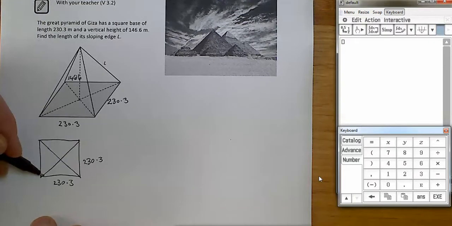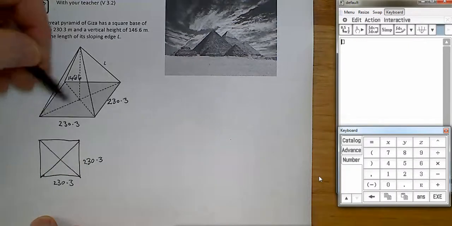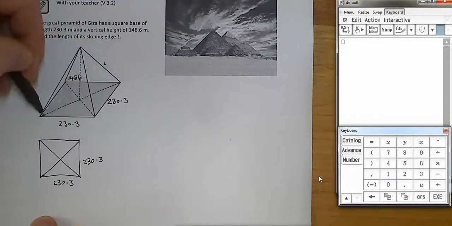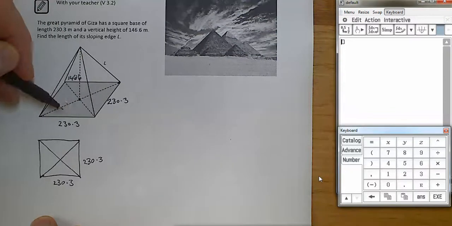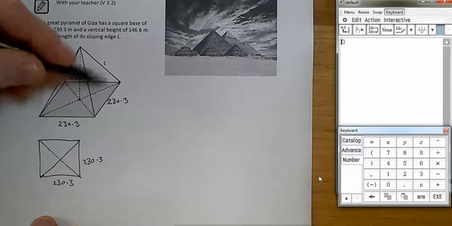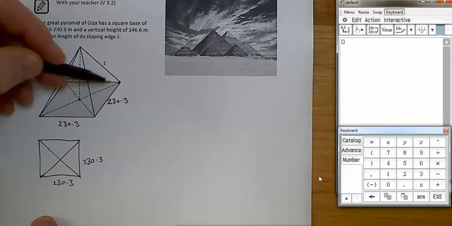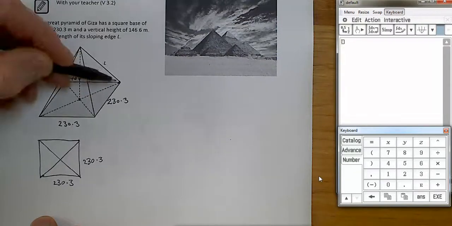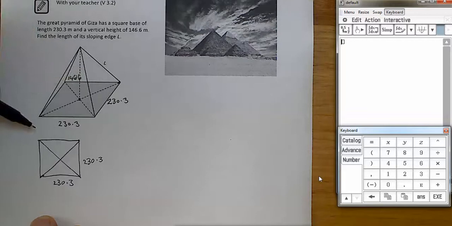This is my plan. If I can work out this distance here in this right angled triangle, that's the distance all the way across here, then I think that the distance from here to here is a half of that total distance. So I will know that distance there. Then I can look at this triangle here, which is also right angled, and I'll know 2 sides. I can work out the third.